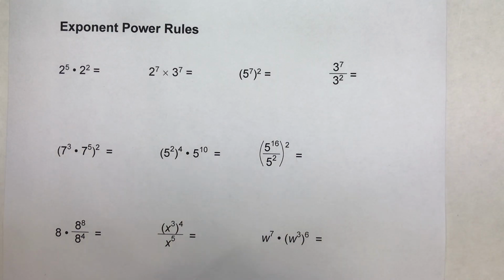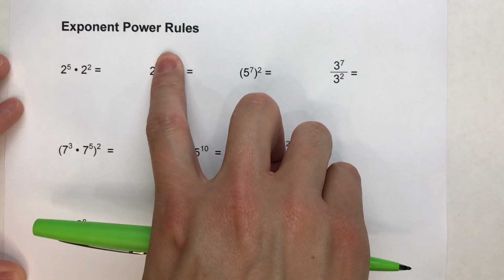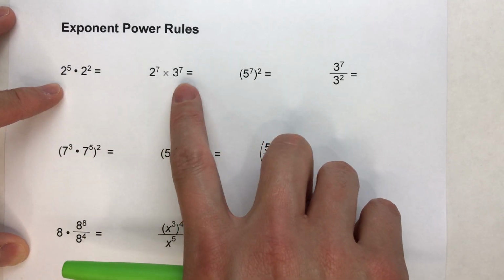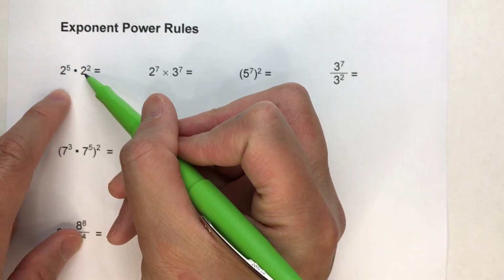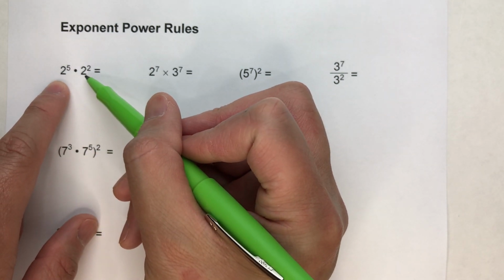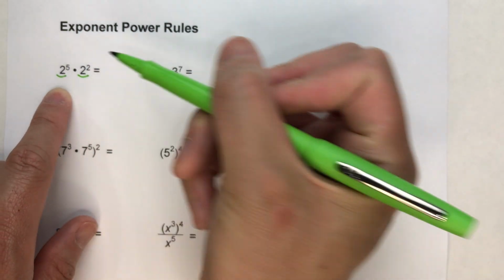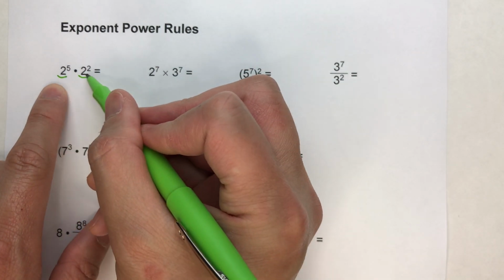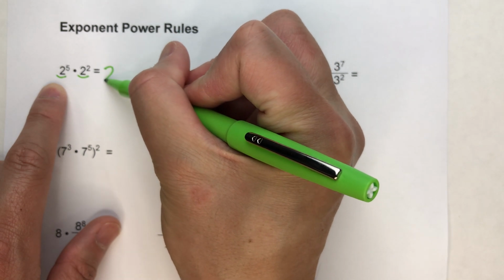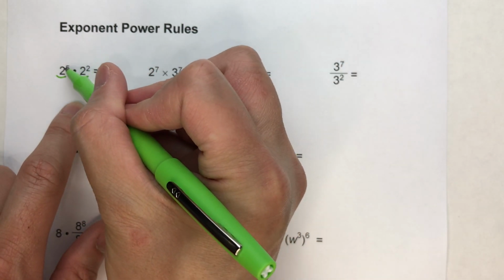So today we are going to be working with the exponent power rules. There's 4 basic power rules you need to know. All right? When you're multiplying two powers that have the same base, notice they both have 2 as the base, but they have different exponents there. But if they're multiplying two powers with the same base, we keep the same base and we add the exponents.